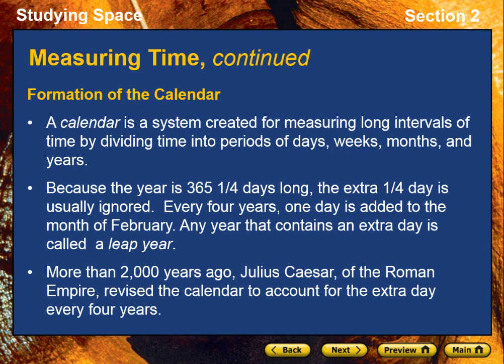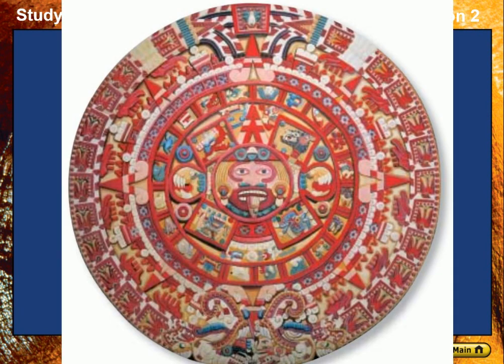Formation of the calendar. A calendar is a system created for measuring long intervals of time by dividing time into periods of days, weeks, months, and years. Many ancient civilizations created versions of calendars based on astronomical cycles. The ancient Egyptians were the first to use a calendar based on a solar year. The Babylonians used a 12-month lunar year. The Aztecs, who lived in what is now Mexico, also created a calendar, which is shown on the screen now.